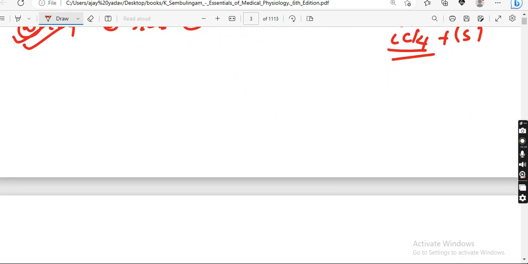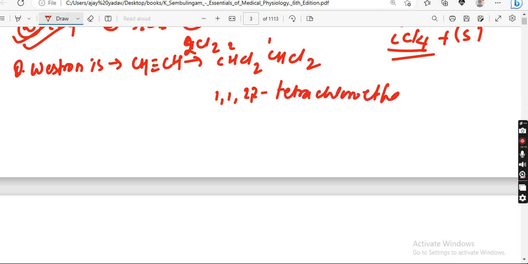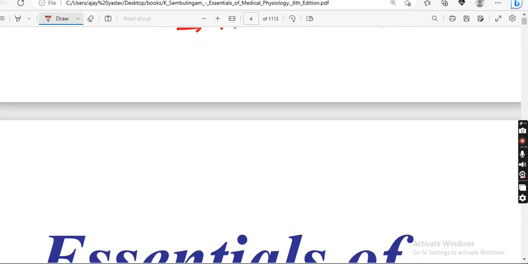So the next question that we are going to discuss over here is Westron. You have to remember this. What is Westron? We prepare it from this one by reacting with 2 chlorine. So this will give you CHCl2 and CHCl2. When you name it, this is carbon number 1, this is carbon number 2. So 1,1,2,2-tetrachloroethane, right?